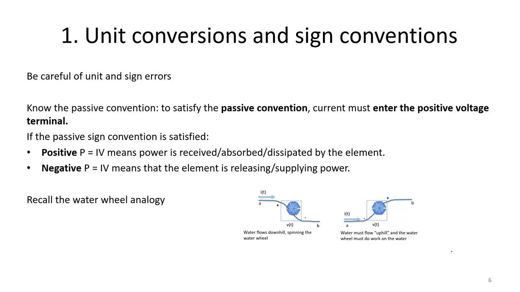So first thing is unit conversions and sign conventions. Make sure you're very careful about sign errors and also units. And remember to pay attention to the passive convention. Remember, to satisfy passive convention, current must enter the positive voltage terminal. And if the passive convention is satisfied, a positive power means that power is being absorbed, and negative power means that element is supplying or releasing power.